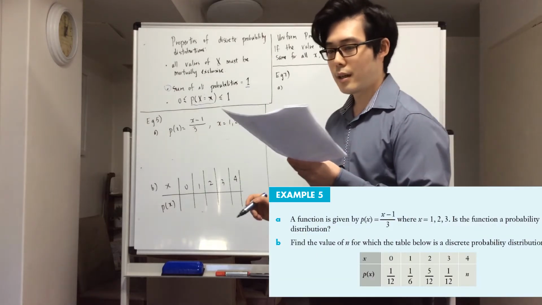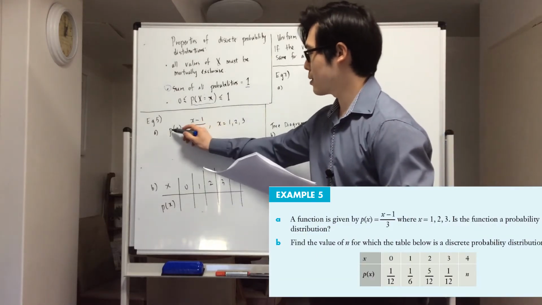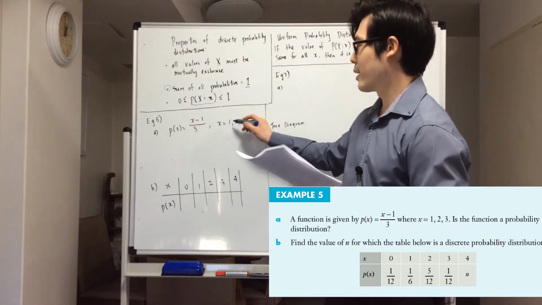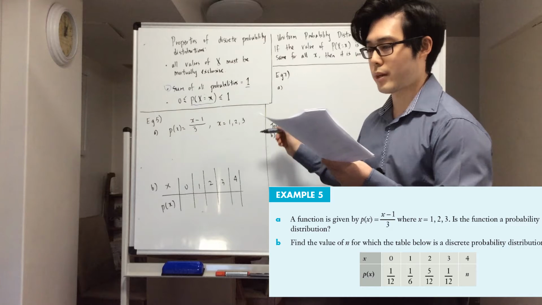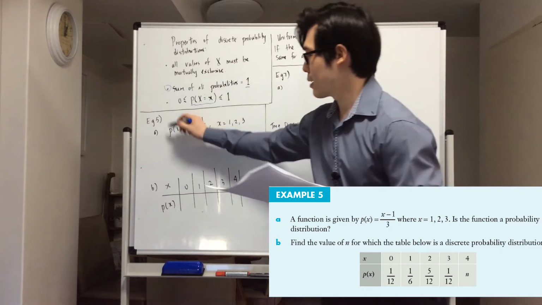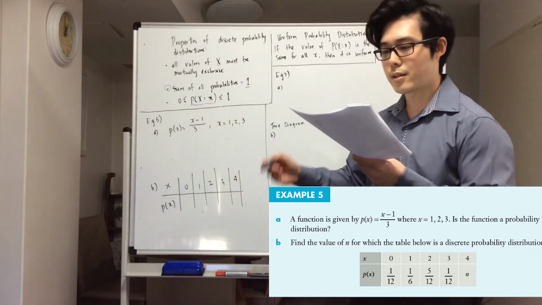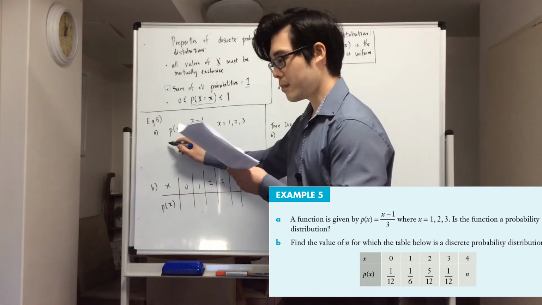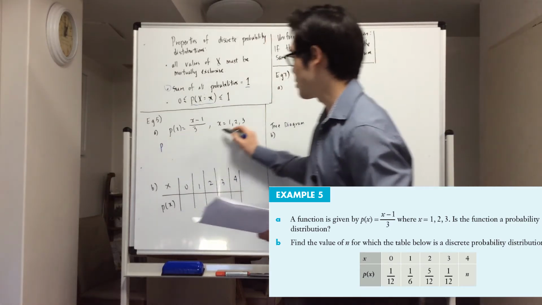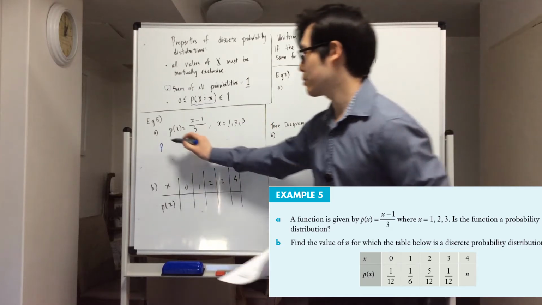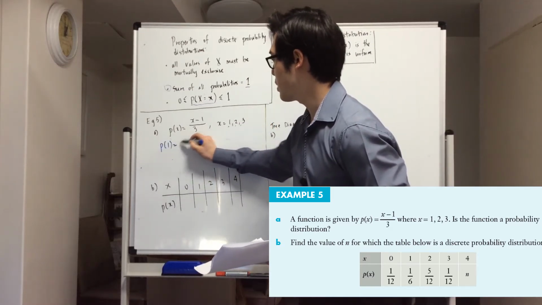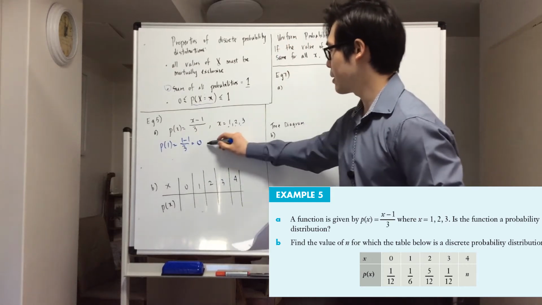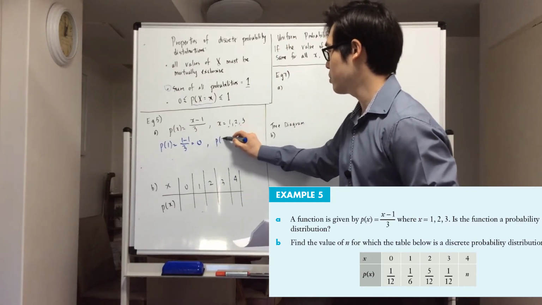Example 5a. A function is given by that. So this is the expression for any probability, given that the outcomes that you can get are 1, 2, or 3. Is this probability function a probability distribution? Okay, so what you have to do is find the values of each and every one of these probabilities. So if I substitute P1, that's just 1 minus 1 over 3. That's 0.